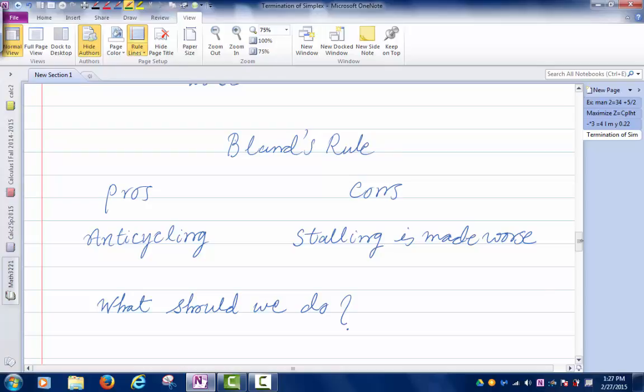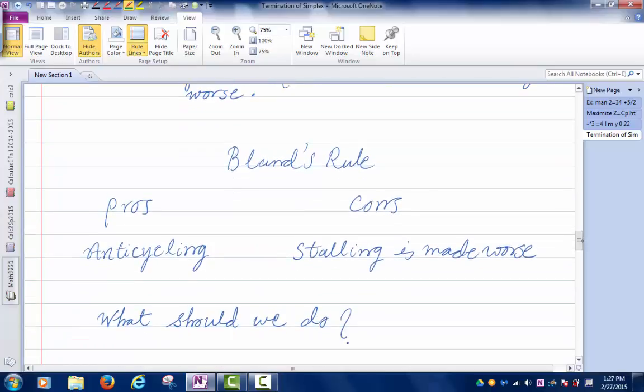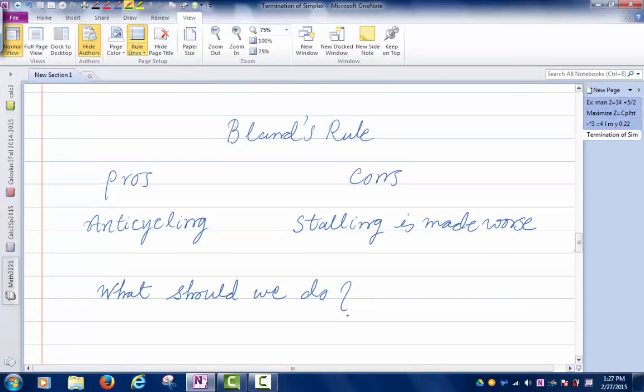And so what should we do? Well, one thing we could do is that in the program we can put in a counting function. How many of you have taken a programming class? So what the program is going to do is that it's going to count the number of consecutive pivot operations, the number of consecutive dictionaries for which the z-value has been the same. So you can put in a counting function that's going to count the number of consecutive dictionaries for which the z-value remained the same.